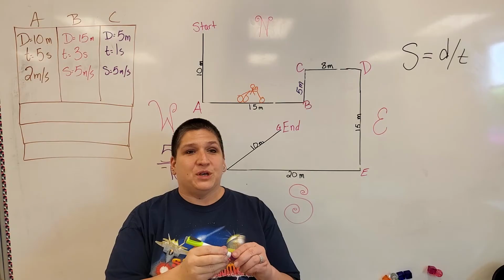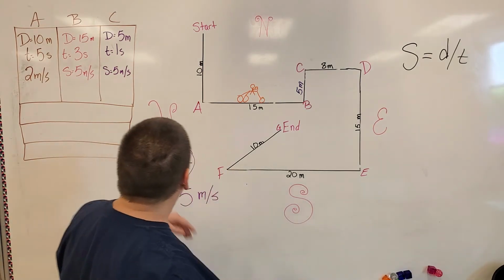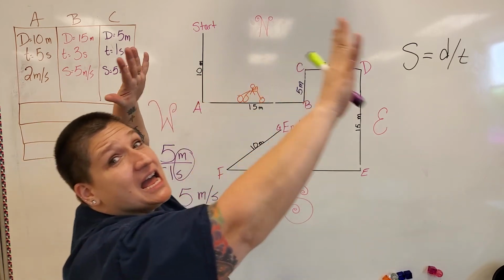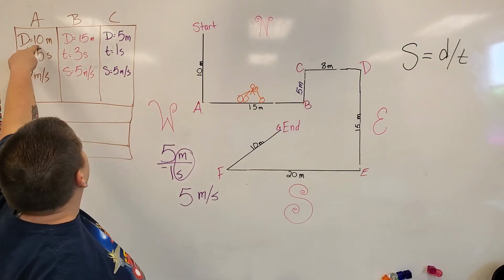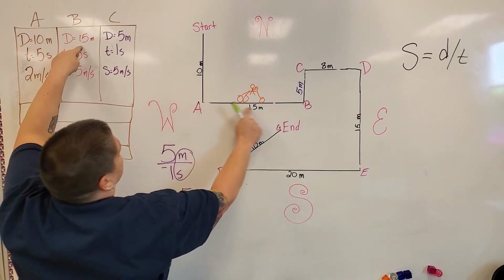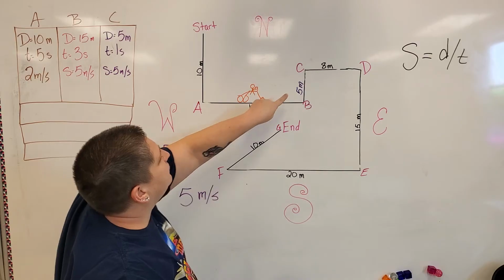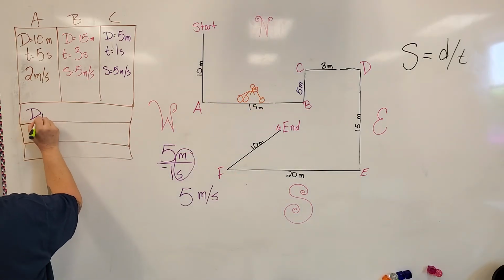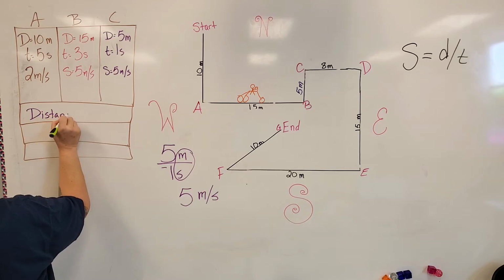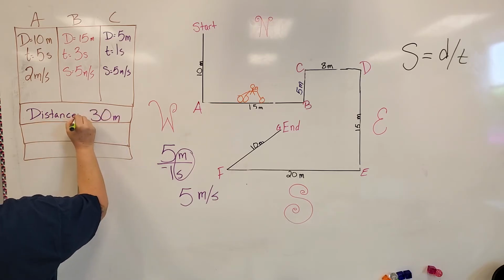Now, how do I compute my average speed? It's like this. I'm going to take my entire distance. So what's my distance? Well, I went 10 plus 15 plus 5. So 10 plus 15 is 25, plus another 5 is 30. So my total distance is going to be 30 meters.